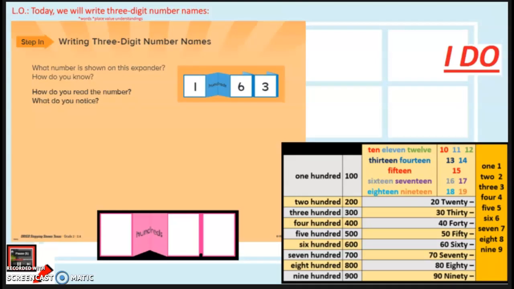Have you ever read this number? How might you do it? What do you notice about that expander and the place values that we put them in? We have our ones, tens, and hundreds, so be thinking about that. And also, be thinking about that numeral in the expander, the blue expander, and our cheat chart over here. Be thinking about how you might read that.